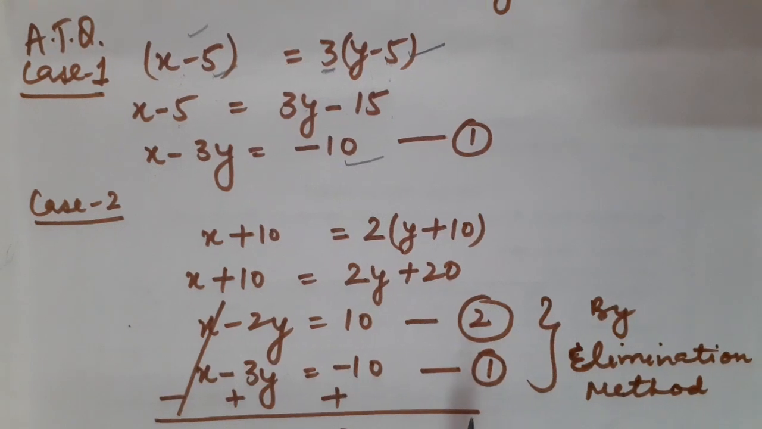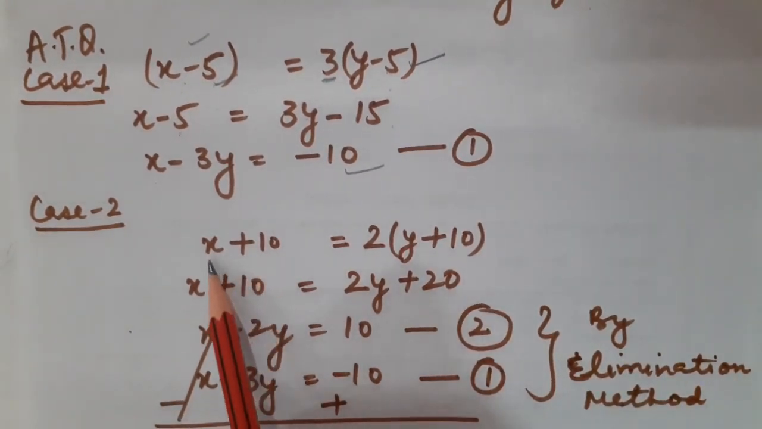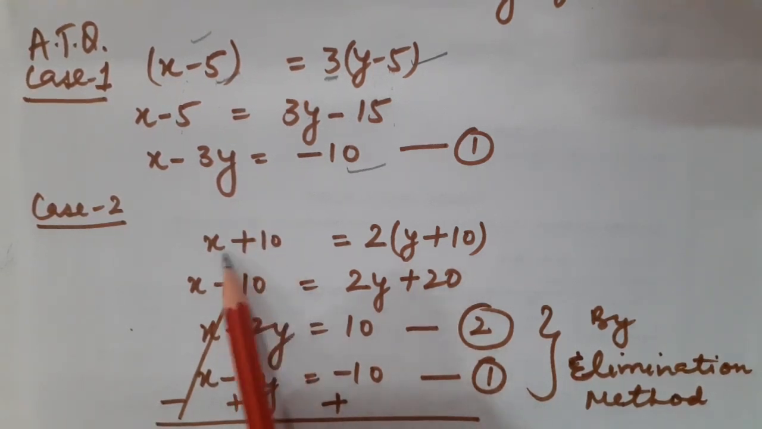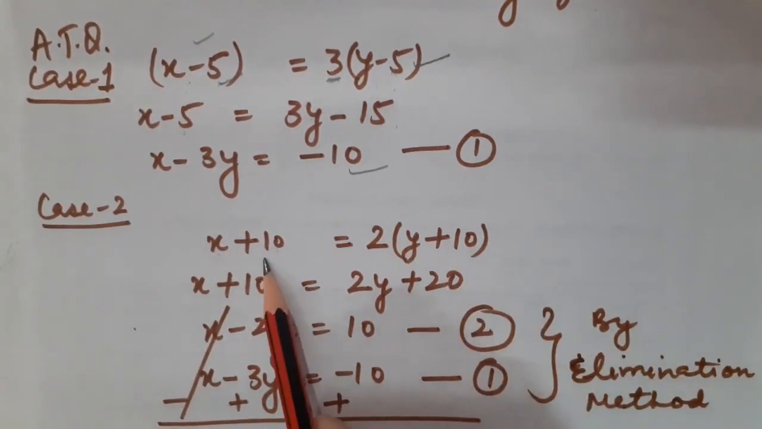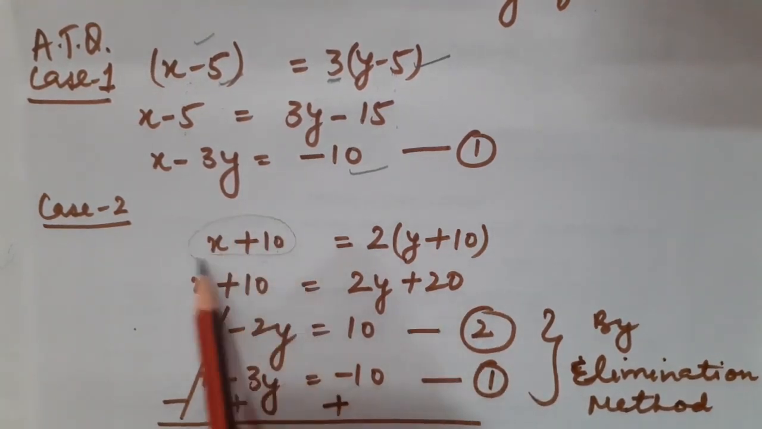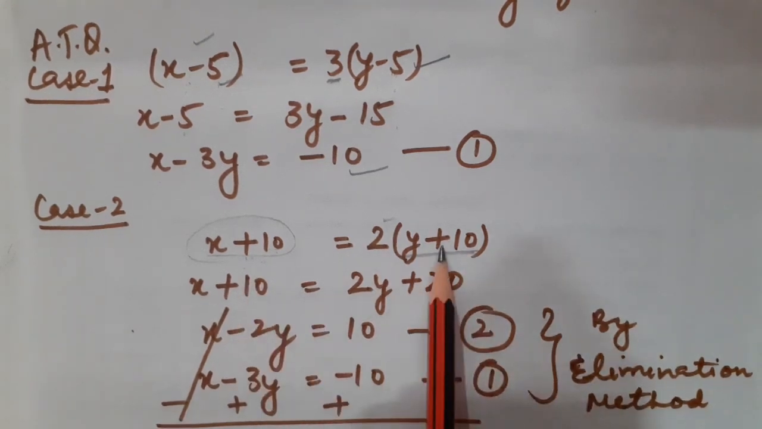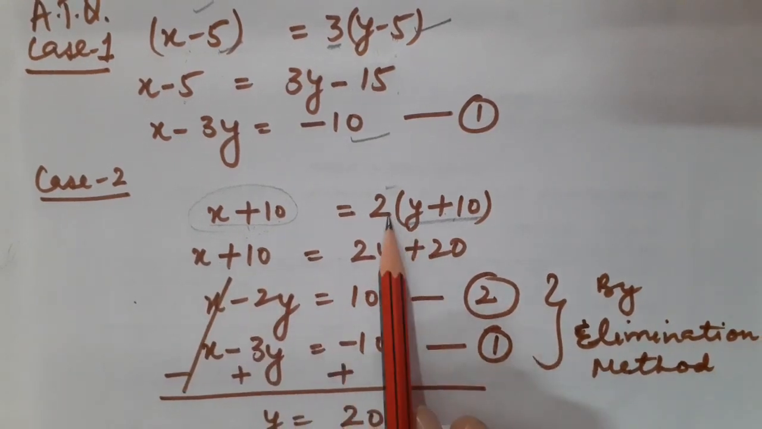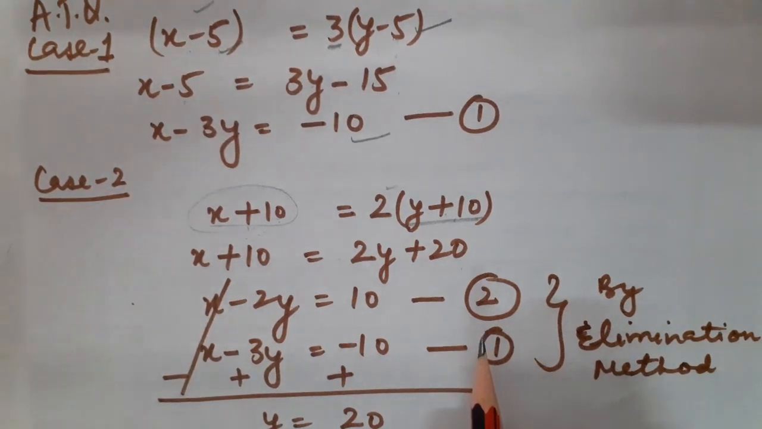Now let us switch to case number 2. In case number 2, it is given that after 10 years, Neha will be twice as old as Rahul. After 10 years, Neha's age would be x plus 10, and y plus 10 would be Rahul's age. If Neha's age is twice Rahul's, then I have to make Rahul's age twice so that both the ages will be equal. So x plus 10 is equal to 2y plus 20. Clear children?